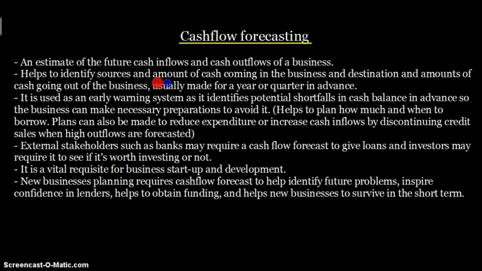It helps to identify sources and amount of cash coming in the business. Okay, that's your cash inflows. Basically it's sales, either credit sales or cash sales, and destination and amounts of money cash going out of the business, usually made for a year or quarter in advance. So when we say destination, it means where is the cash being used when it's going out of the business. That means expenses. So what is the particular expense and the amount associated with that particular expense that is taking place.